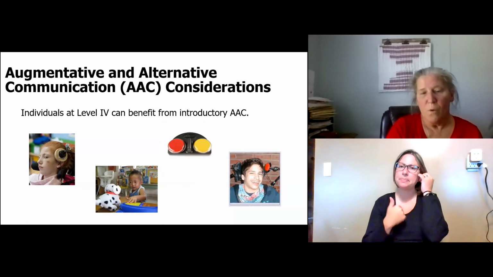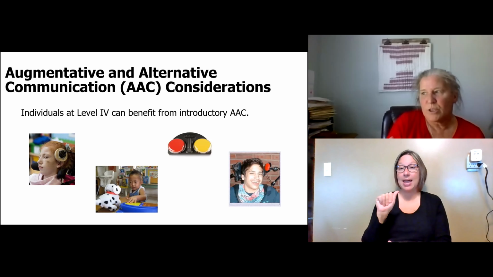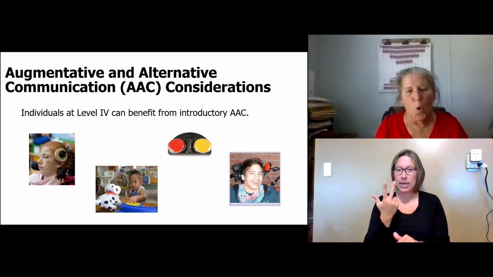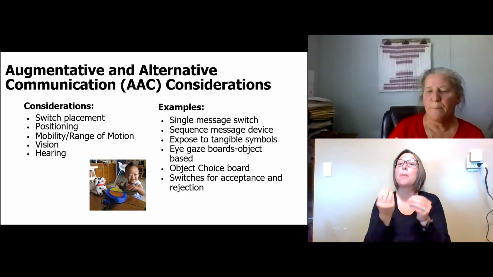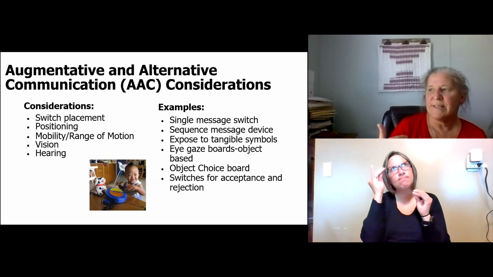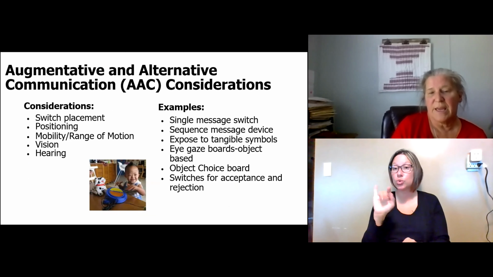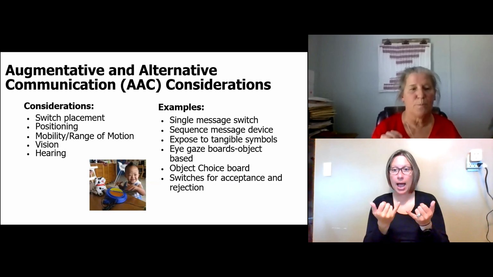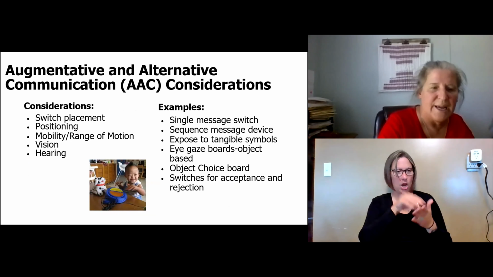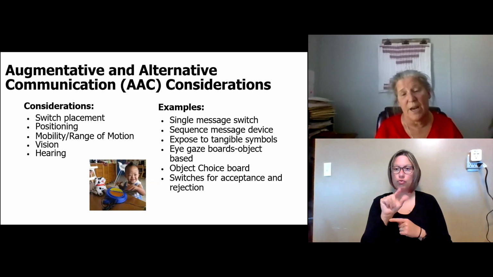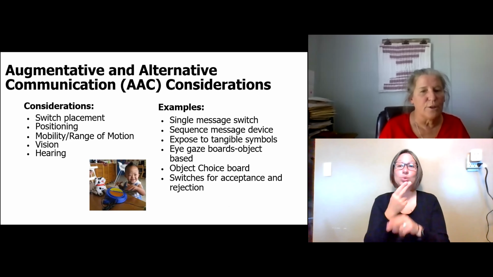Once again, we're going to start that AAC. It starts at level 3, and we're just introducing it. And now in level 4, we're also going to be introducing, but we're going to be using more things. Whereas in level 3, it may have been just a simple call switch, now we're still going to be thinking about the switch placement and positioning. We're going to be thinking about our learner and their range of motion and can they get it? We're also going to be looking at their vision and hearing.